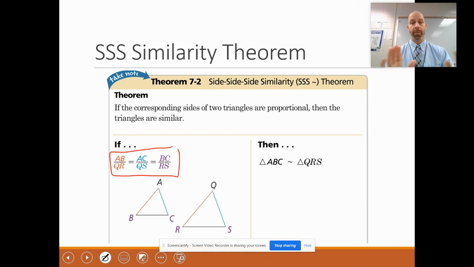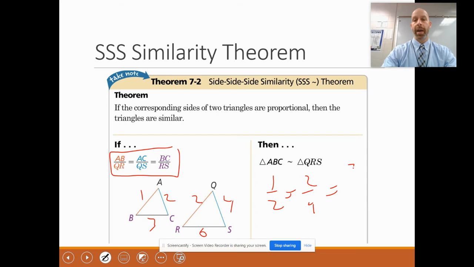And again, these numbers aren't accurate, but let's say this was 1 and this was 2, and this was 2 and this was 4, and this was 3 and this was 6. Obviously, all three of those. So you'd have 1 is to 2, 2 is to 4, 3 is to 6, and they're all equal, obviously, to 1/2. So that's the SSS.